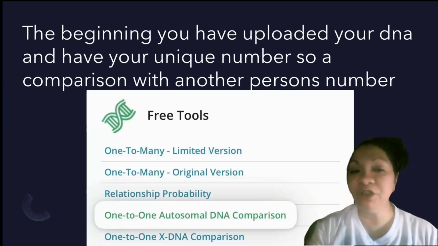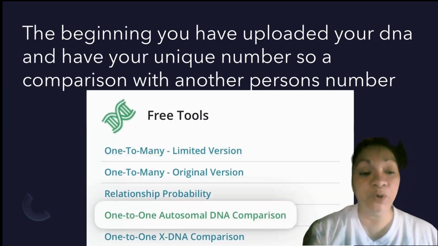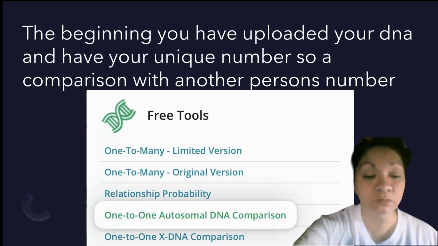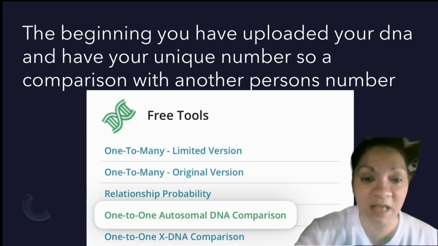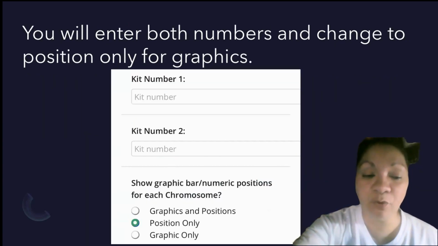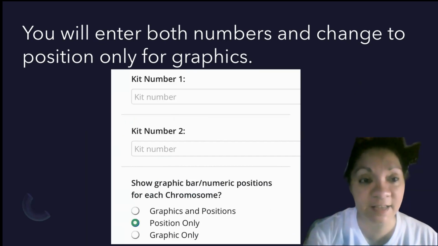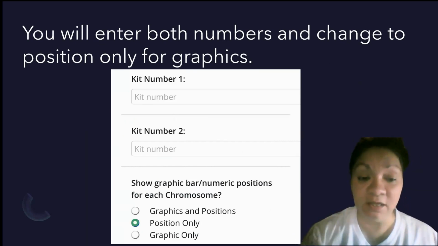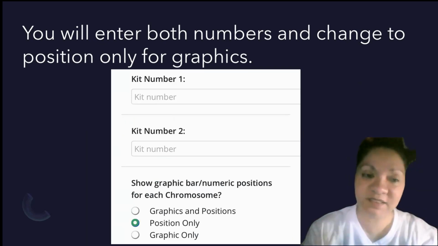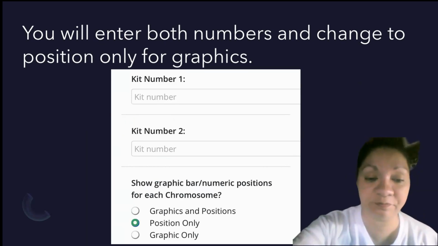You have uploaded your DNA, you have your unique number, so you want to do a comparison with one another. So you go to your autosomal. I assume everybody knows how to compare autosomal here in this group. You enter both kit numbers, and you check position only, because if you leave your graphics on, you're going to see a whole bunch of a big mess, not something that you could take a snapshot of.